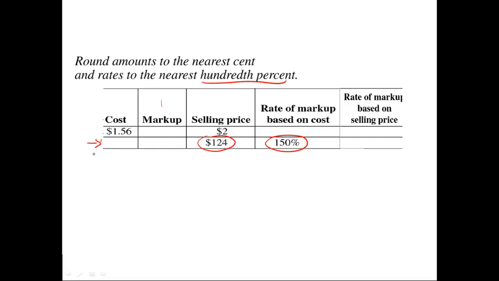So to find the actual cost, we'll take the 124 and divide it by 2.5, not 1.5, but 2.5, to get $49.60. And when we subtract that from 124, we get 74.40. And we can use that to find the markup based on selling price. Divide that by the selling price. And the markup based on selling price is 60%. And these next slides show you the detail for those two problems if you need to study the steps in greater depth.